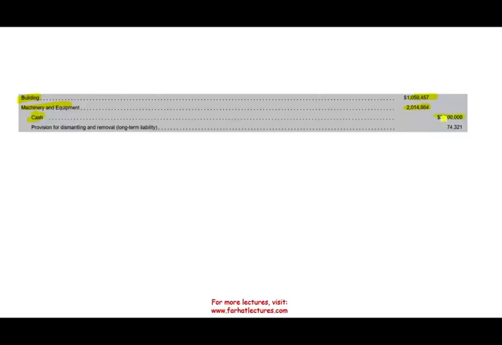The only cash we're coming up with today is $3 million, and provision for dismantling and removing, which is a liability of $74,000. Now what's gonna happen is this. From now till 20 years from now, this liability will incur interest. So every year, starting with year one, $74,321. This is the liability. This liability would incur interest at 10%.